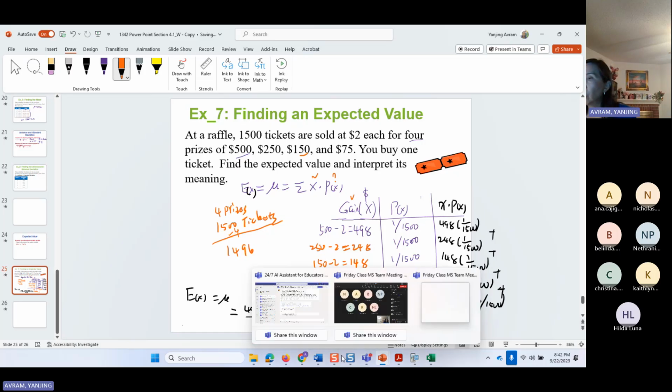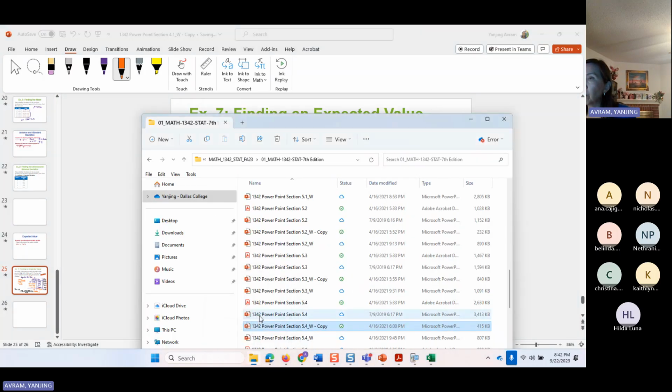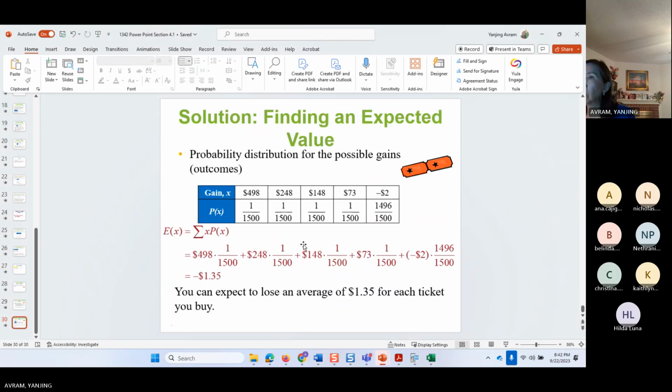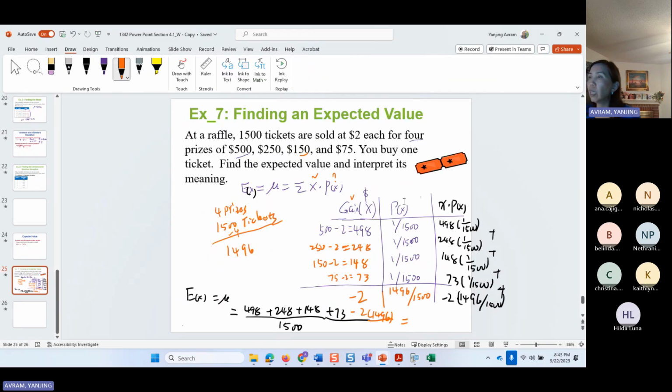So guess what, what is the final answer? Let me just find the final answer from here, it will be a little bit quicker. Okay, so the final answer here is negative 1.35. This is the gain value for the x. You're using each x value times its probability, and then this is negative 2 times the probability. So you have a negative 1.35.